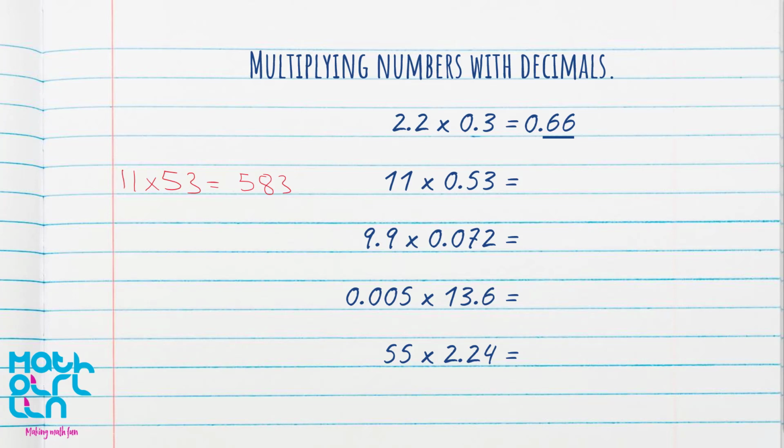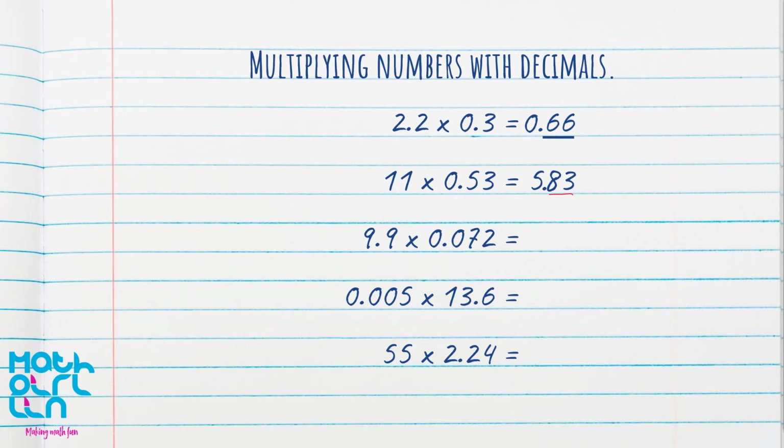Now all we need to do is decide where to put the decimal point. We look at 11 times 0.53 and see that there are 2 digits after the decimal. So, we make sure our answer also has 2 digits after the decimal. So the answer is 5.83.